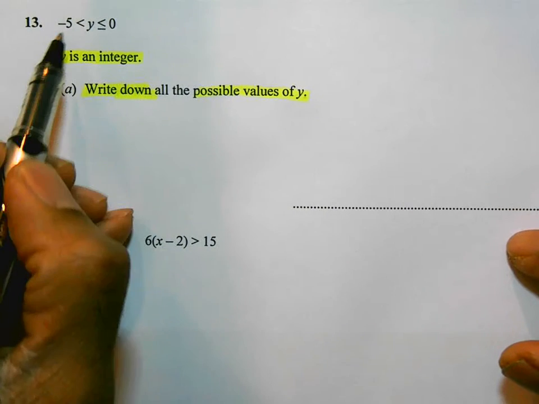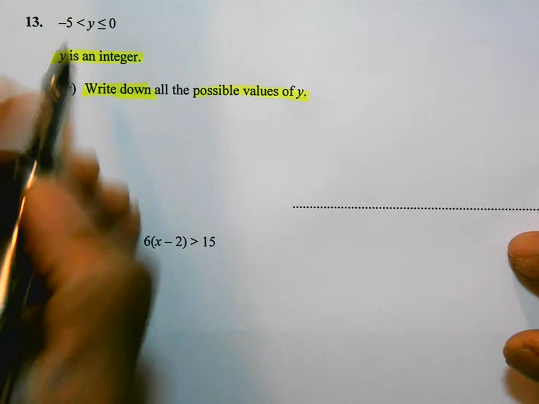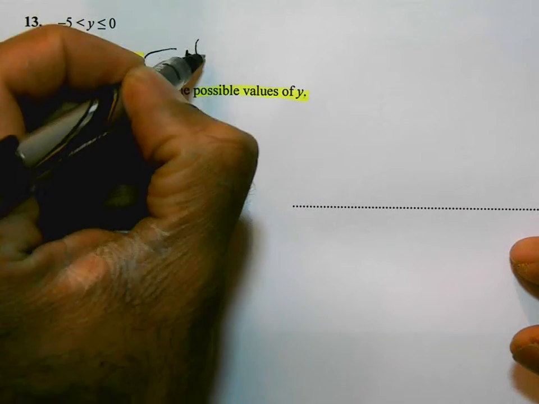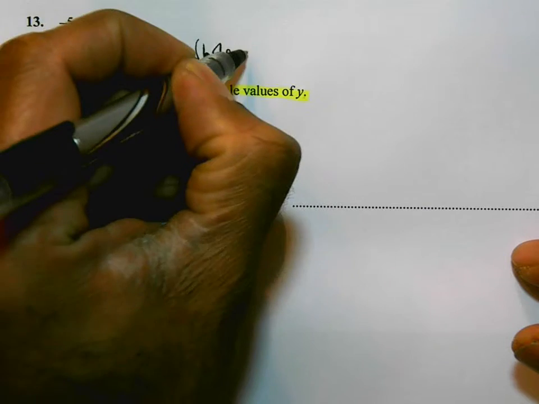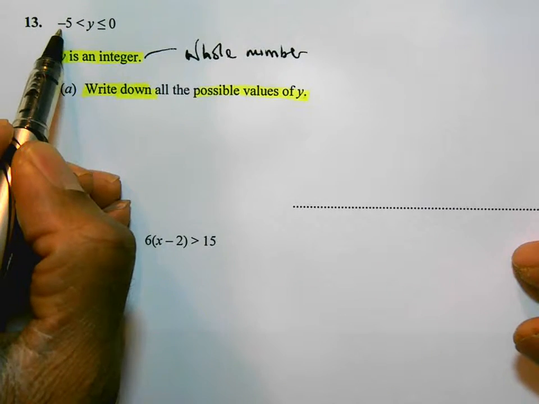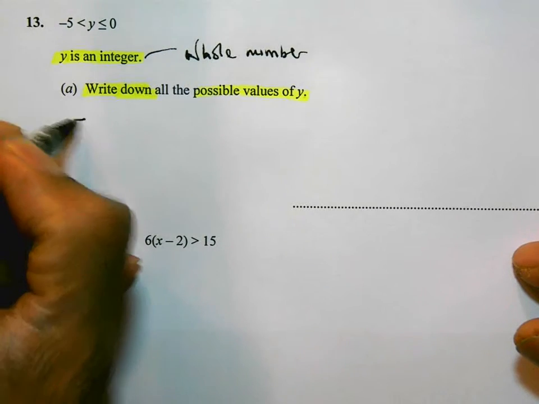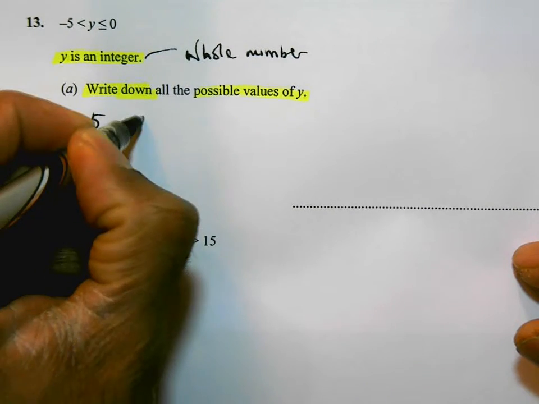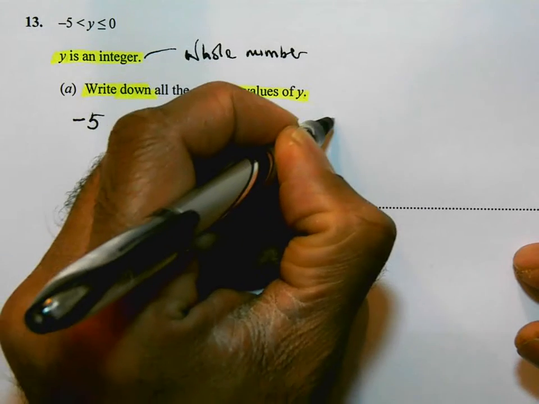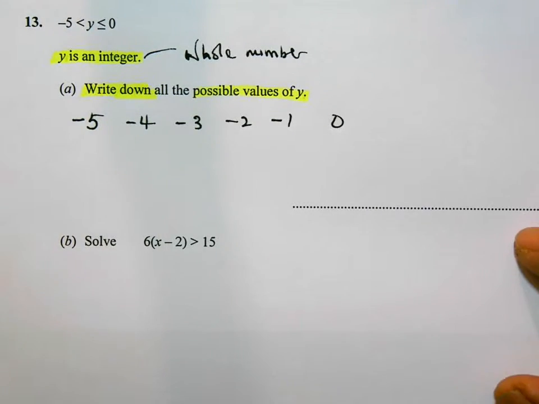What I encourage people to do is to write down all the whole numbers. So remember, integer stands for whole number. And we want to write down all the whole numbers from minus 5 to 0. So I'm going to write minus 5, minus 4, minus 3, minus 2, minus 1, and 0.